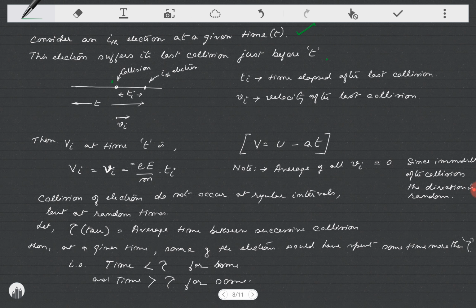The position just before this point is the last collision. There is a time elapsed after collision, from the collision to this point, which is ti, and small vi is the velocity at the last collision. Last collision means this point, and the velocity at this point is small vi.